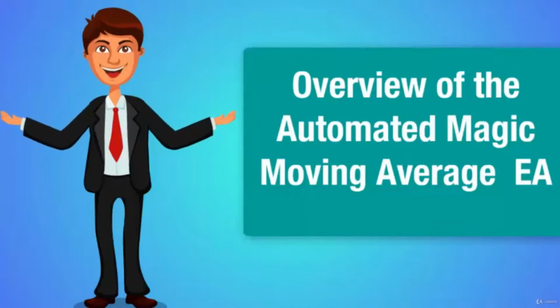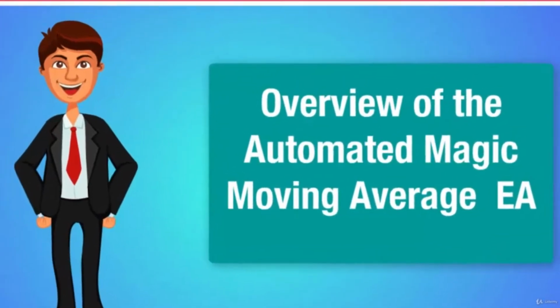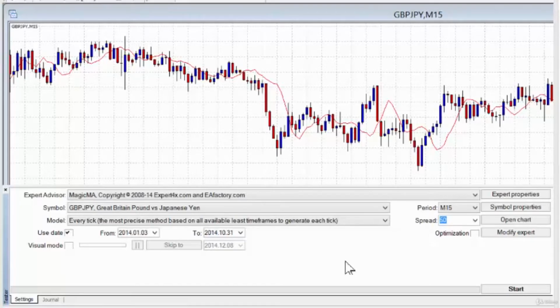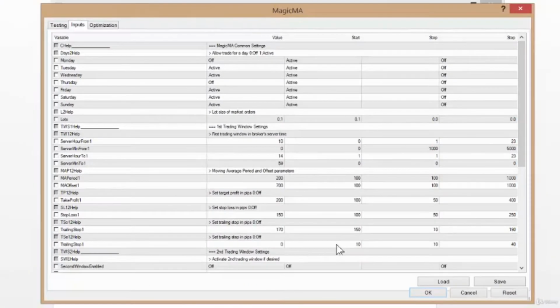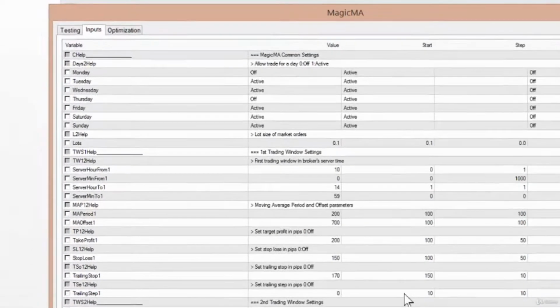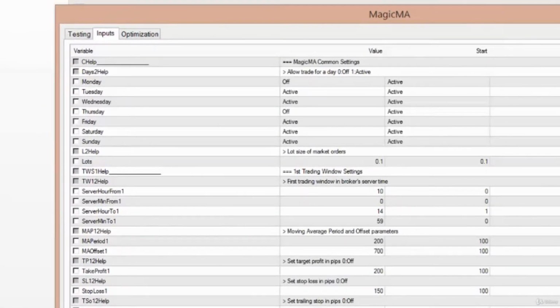In a previous lecture, we did an overview of the moving average crossover system. In this lecture, we're going to do an overview of the automated magic moving average EA specifically. In order to do that, I'm going to use the strategy tester with the magic MA loaded into the strategy tester. When I then click on expert properties, it will bring the input part of the expert advisor up, and that will give us an idea of what drives this particular EA.